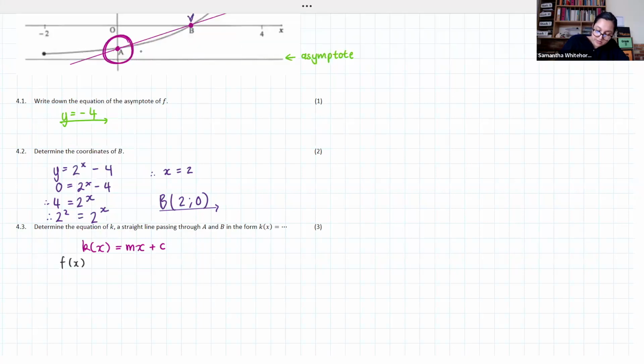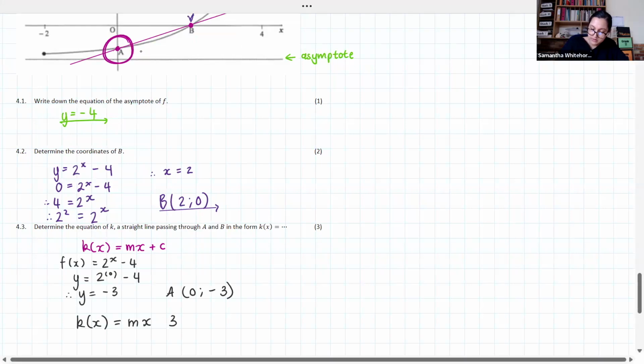So f of x was 2 to the power x minus 4. Y-intercept means I'm going to make x equal to 0, so 2 to the power 0 minus 4, which is 1 minus 4, which is negative 3. So that means our a coordinate is at 0, negative 3. It also now means that in terms of my k equation, k of x is equal to mx minus 3. Oh, gross. So I've got the c value.